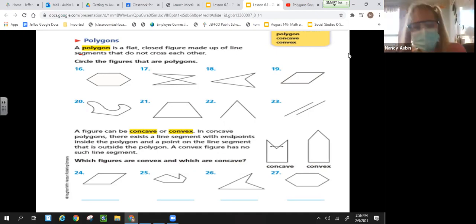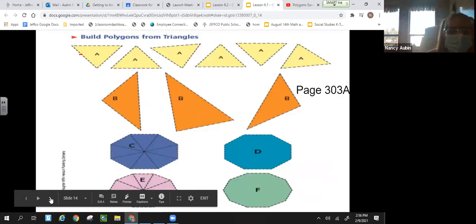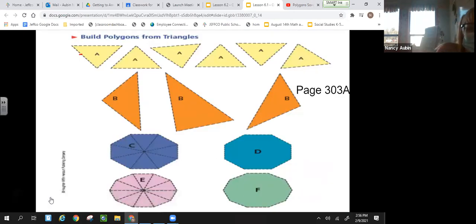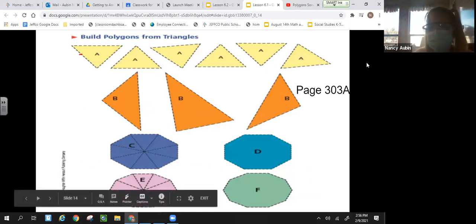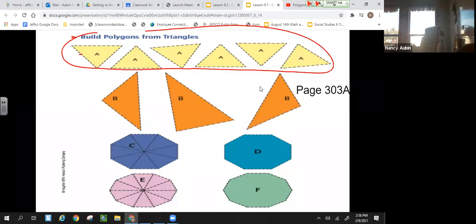All right, let's see what we're at now. So we should have a better understanding of those vocabulary terms. We are now going to build some polygons from triangles. You'll need your scissors and page 303A. The only triangles I want you to cut out right now are the top triangles that say A on them. If you want to rip out the page, you can. Only cut out these triangles. You should have 6 of them.